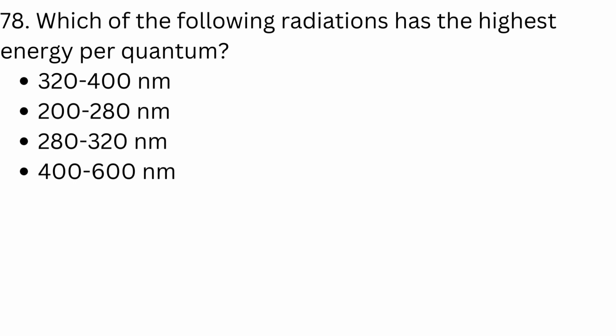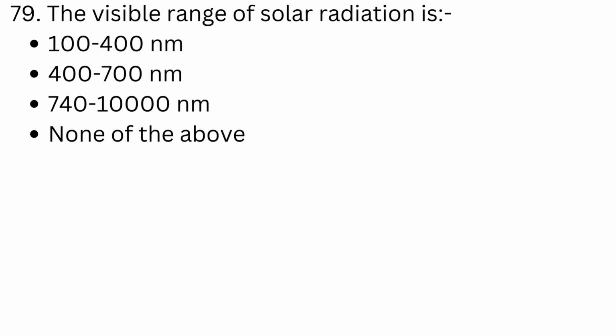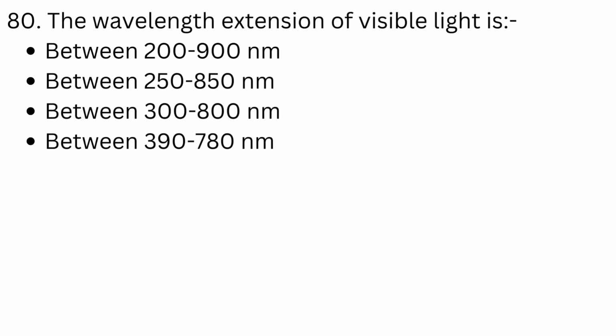Next question is: which of the following radiations has the highest energy per quantum? Options are 320 to 400 nm, 200 to 280 nm, 280 to 320 nm, and 400 to 600 nm. And the right answer is 200 to 280 nm. Next question is: the visible range of solar radiation is 100 to 400 nm, 400 to 700 nm, 740 to 10,000 nm, none of the above. And the right answer is 400 to 700 nm.